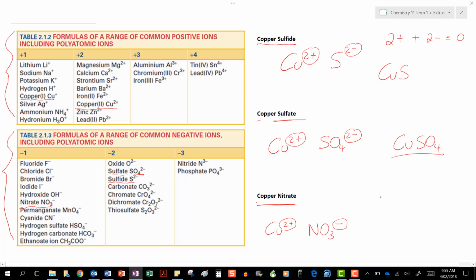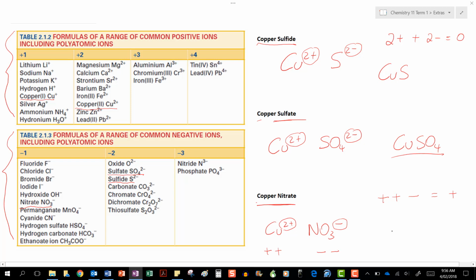If we were adding them together, we'd have plus, plus, and 1 minus, leaving us with an overall charge of plus. But an ionic compound can't have an overall charge, so we need to get rid of this. There's a couple of ways you can do this, but essentially what you're thinking is we've got 2 pluses on this side, we're going to need 2 minuses on this side. At the moment we only have 1, so we will need another nitrate so that we can have the 2 negatives.